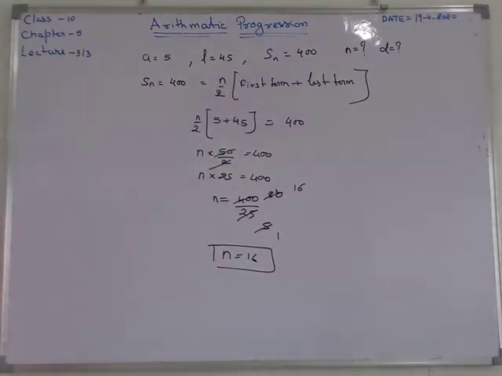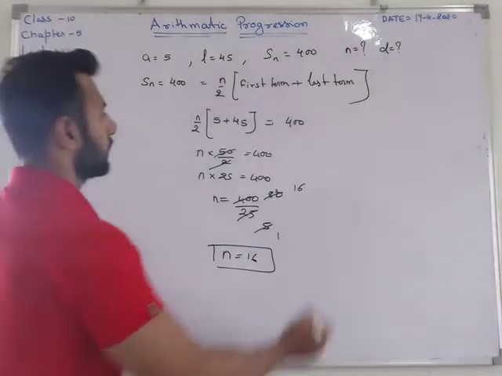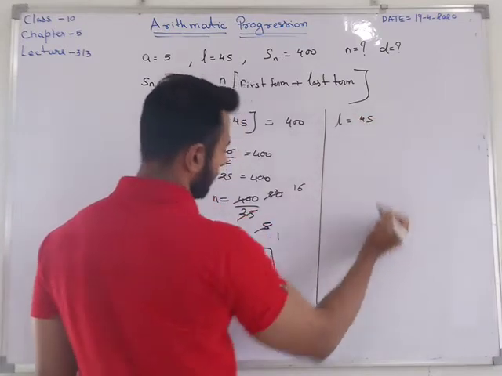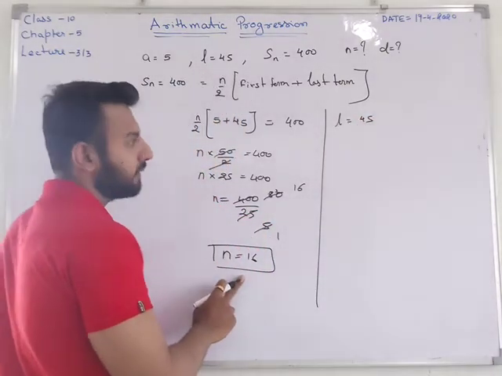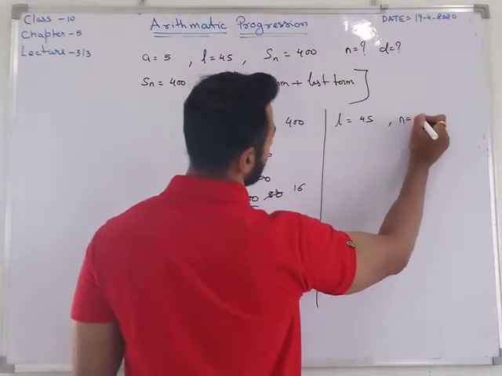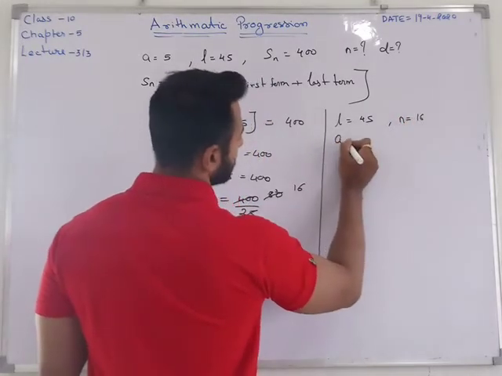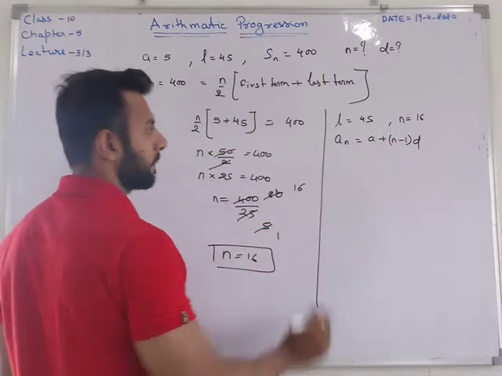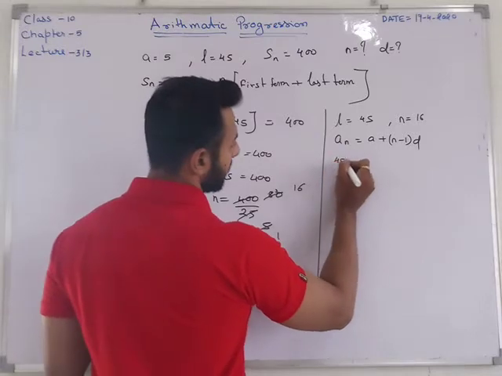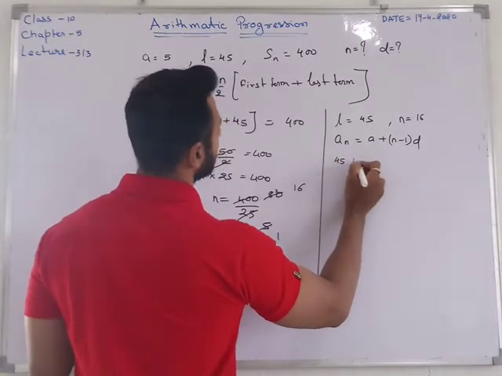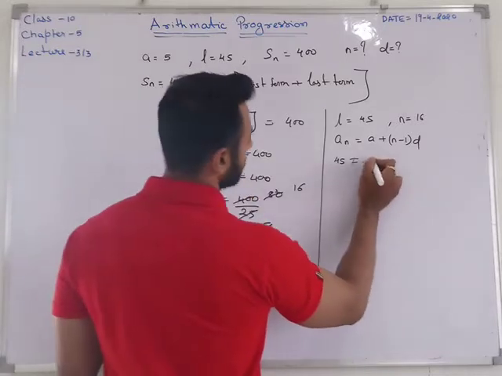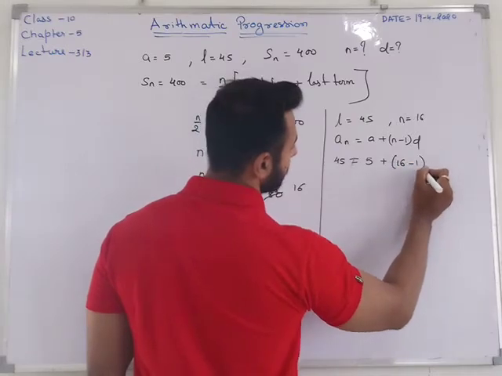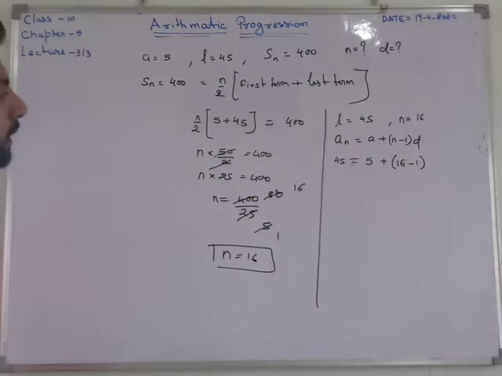Now we have to find out the value of the common difference, which is d. Here the last term is given as 45, meaning the 16th term will be 45. So we can use n is equal to 16 over here. General formula: a plus n minus 1 into d. an is the last term, 45, equals a, which is 5, plus n, which is 16, minus 1 into d. d we have to identify.